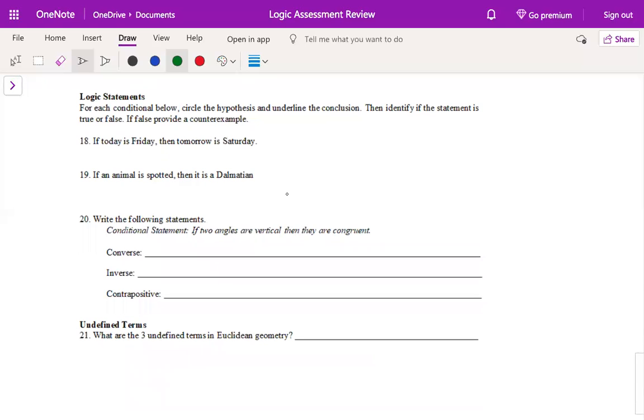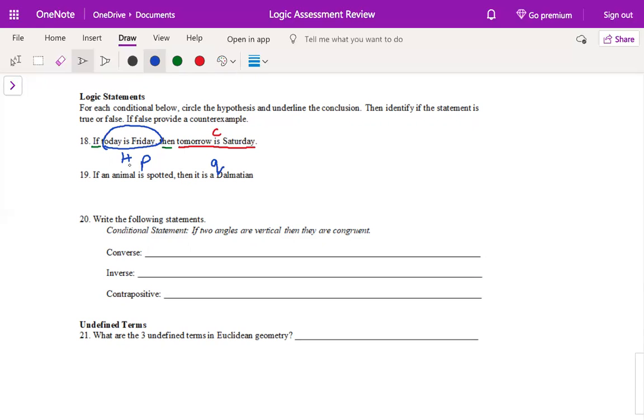Logic statements. Okay, so for each conditional statement, remember conditional means it's written in if-then form. We have to circle the hypothesis and underline the conclusion, identify if it's true or false, and if it's false, find a counterexample. Okay, so the hypothesis is the bit that comes after the if, and the conclusion is the part that comes after the then. All right, so let's just write that conclusion. This is the hypothesis. Remember, this is also P, this is also Q.